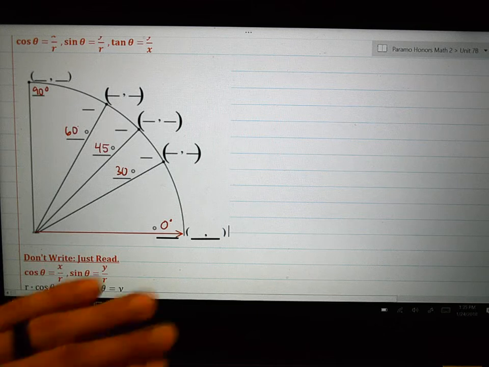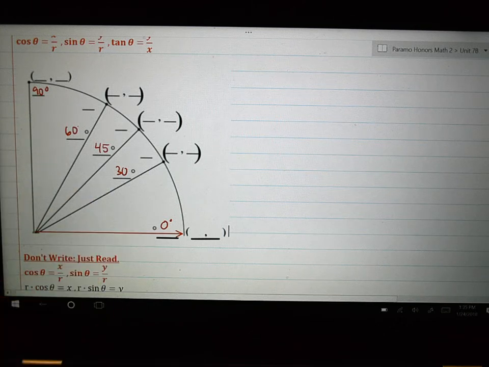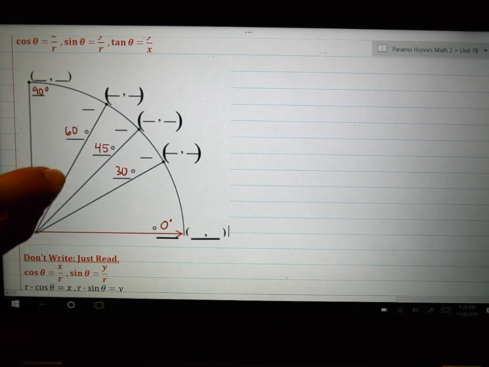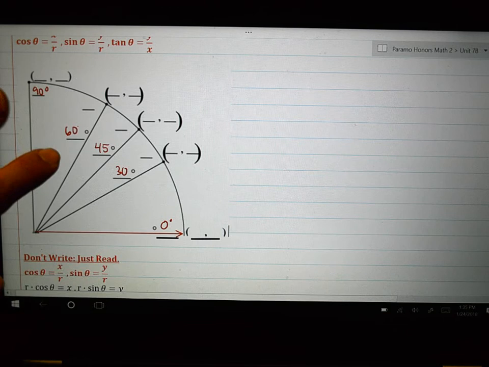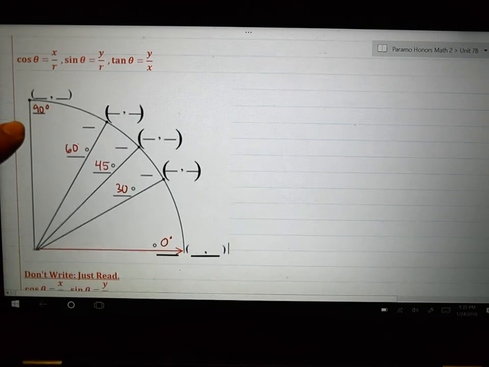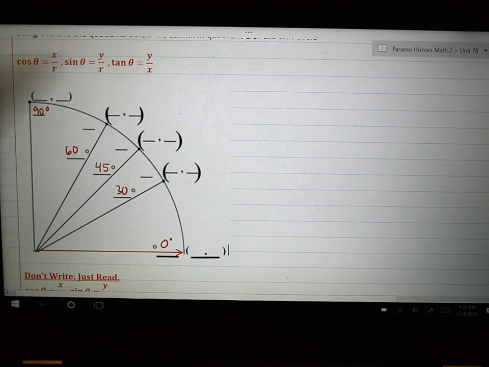But what are important are these ones, because these ones we use all the time with the unit circle. What this is with this unit circle is we're looking at the ratios for a 30-degree angle or a 45-degree angle or a 60-degree angle or a 90-degree angle. And we're going to be dealing with cosine, sine, and tangent.